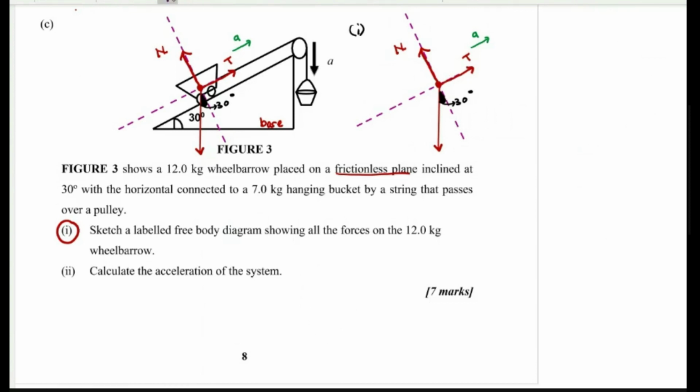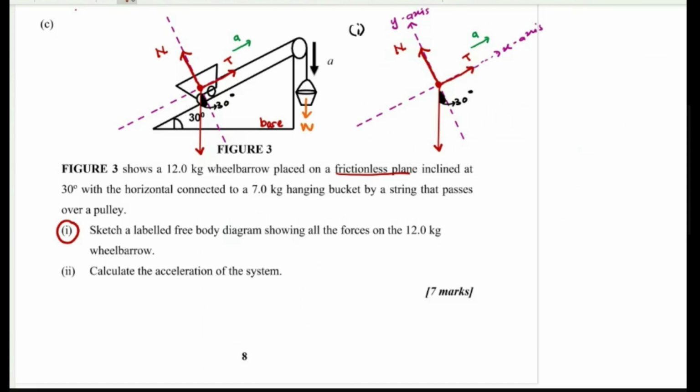So yang ni bolehlah labelkan. Sebenarnya kalau dah ada 3 arrow ni pun kita dah tahu dah. This is x axis. So this is y axis. Okay, boleh. Clear, medium. Okay, now calculate the acceleration. So bila kita nak kira acceleration ataupun soalan minta kita kira tension, we need another free body diagram for the second object, which is the bucket.